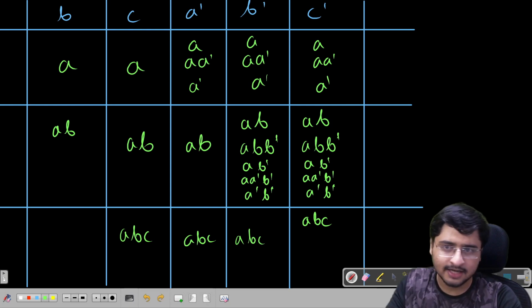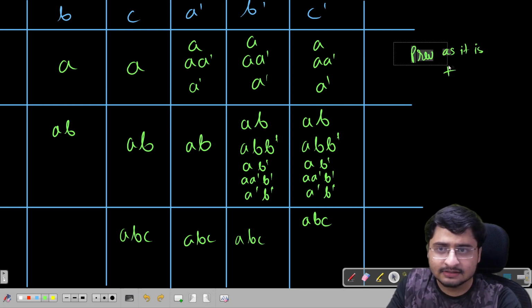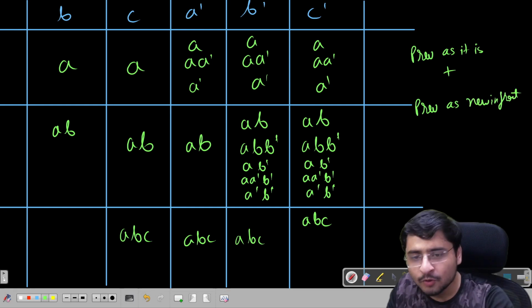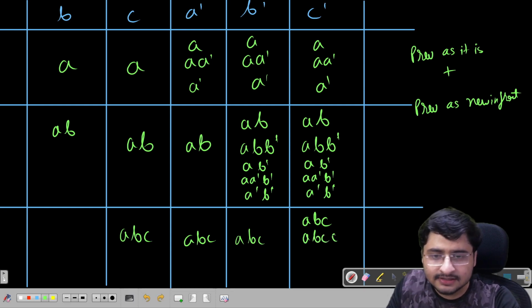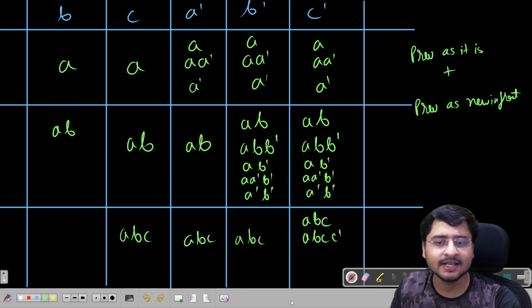So I'll just write down here: previous ones can come as they are, plus previous ones can come with a new one in front. I hope you are able to understand. Previous ones ABC, plus a new one in front, C dash. So these are essentially getting doubled. I hope this is clear, right?